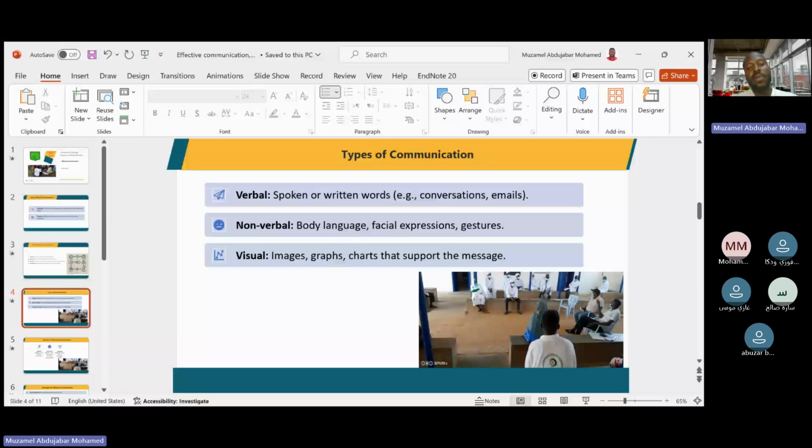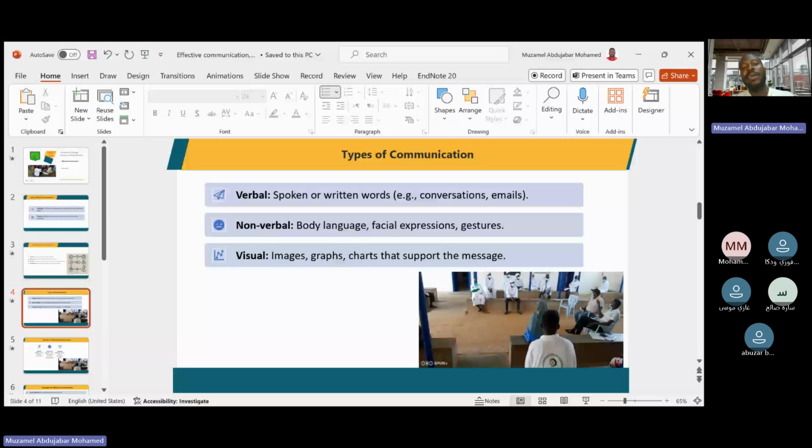The third one is the visual. Visual may be by image or graph or chart. This is also a type of communication. When you see some image, that is also a type of communication. The image carries a message sent through it. When you see the image, you can know what it means.